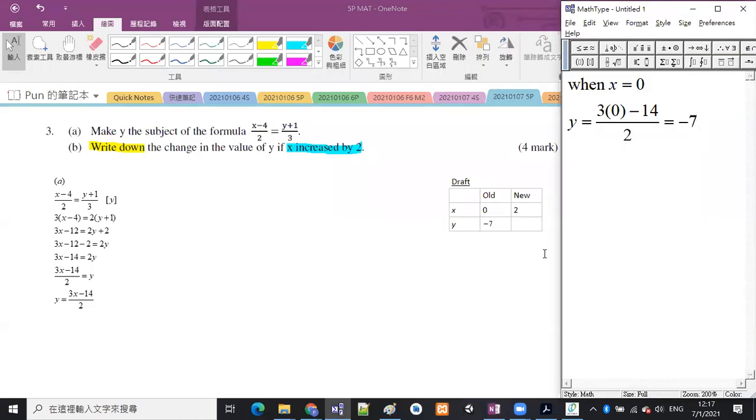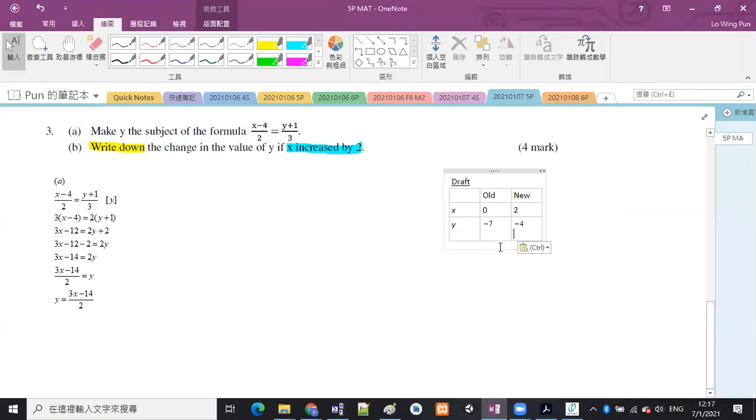And then how about the new y? The new y can be calculated by substituting the new x. That is, when x is equal to 2, y is equal to 3 times 2 minus 14 over 2. Then you just use the calculator. It should be equal to negative 4. So negative 4 is the new value of y.